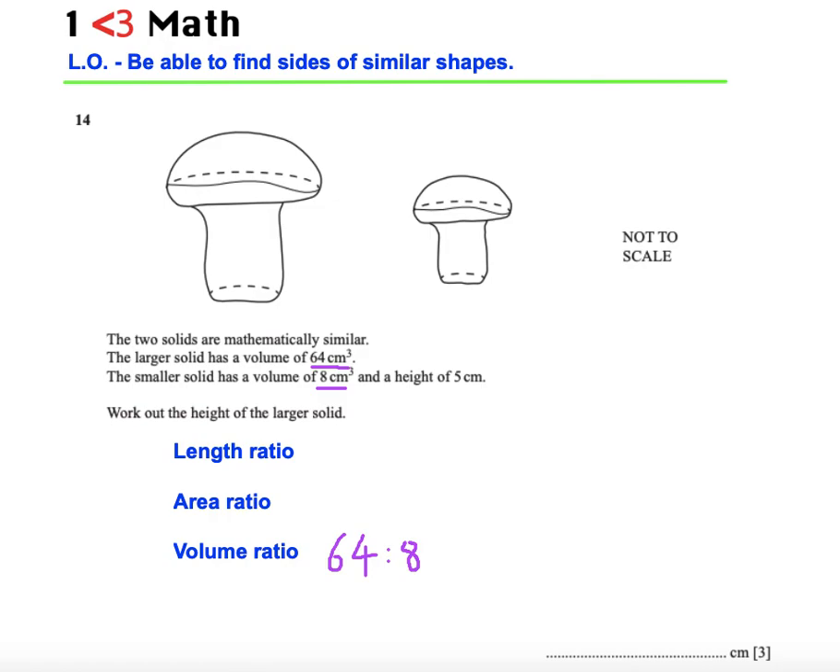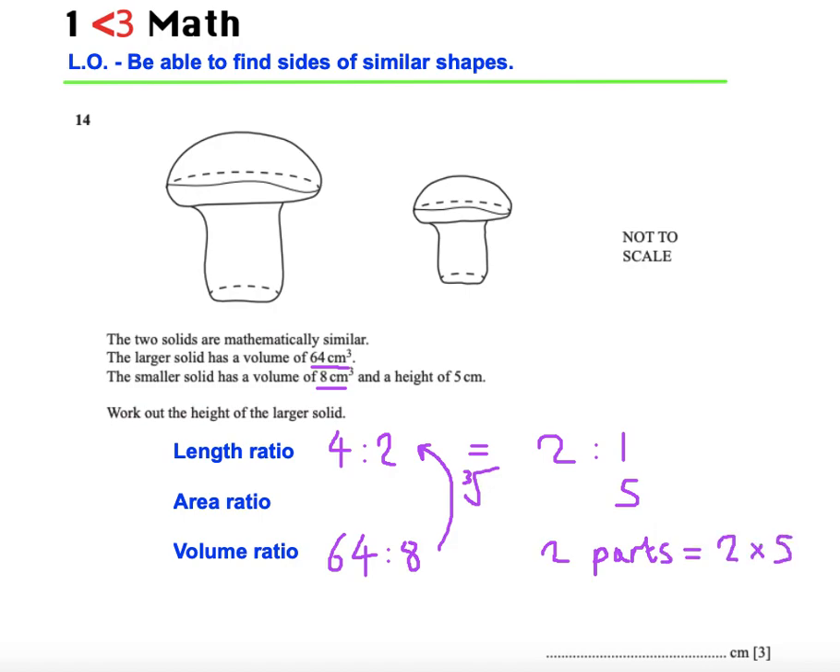So we can find the cube root of 64 and the cube root of 8 to set up our length ratio. So our length ratio is going to be 4 to 2. Now this ratio simplifies to 2 to 1. So we've got a length ratio now, and we can use this length ratio to find the height of the bigger mushroom. So the smaller one is 1 part, and if 1 part is 5, then 2 parts are going to equal 2 times 5, so that the bigger mushroom is going to be 10 centimeters tall.